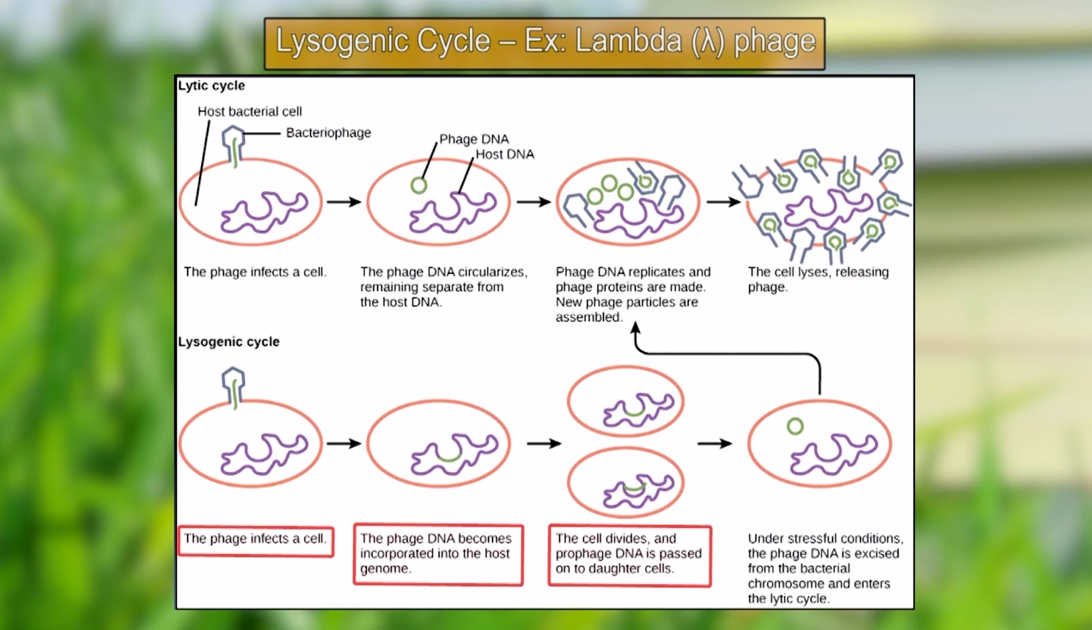But in case of adverse conditions, this phage DNA gets excised out of the bacterial chromosome and switches over to the lytic mode, and then again it replicates its genome, gets assembled into the phage head and gets out of the cell just like the lytic mode. So there are two proteins which actually regulate which cycle to choose, whether lysogenic or lytic. The two important proteins involved in this decision making process are the C1 protein and the CRO protein.